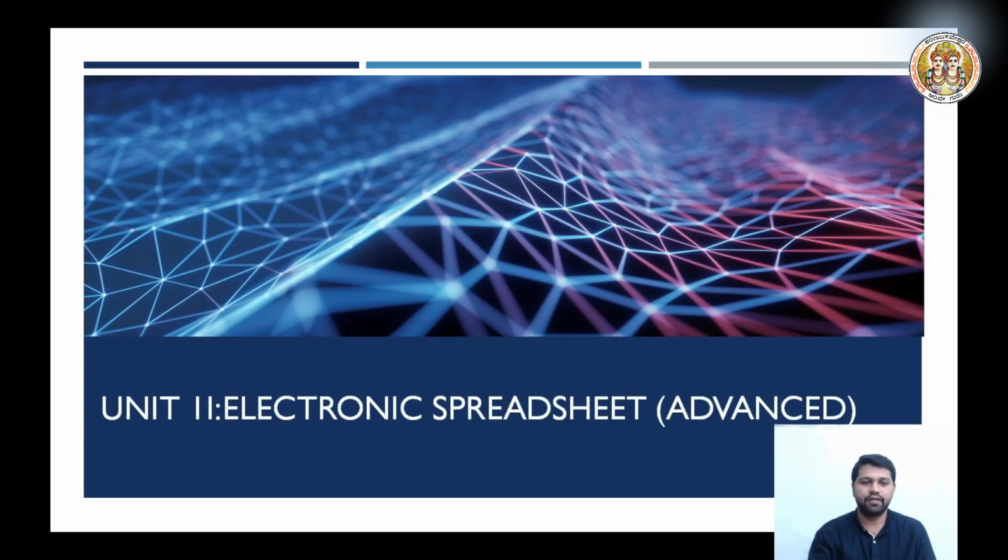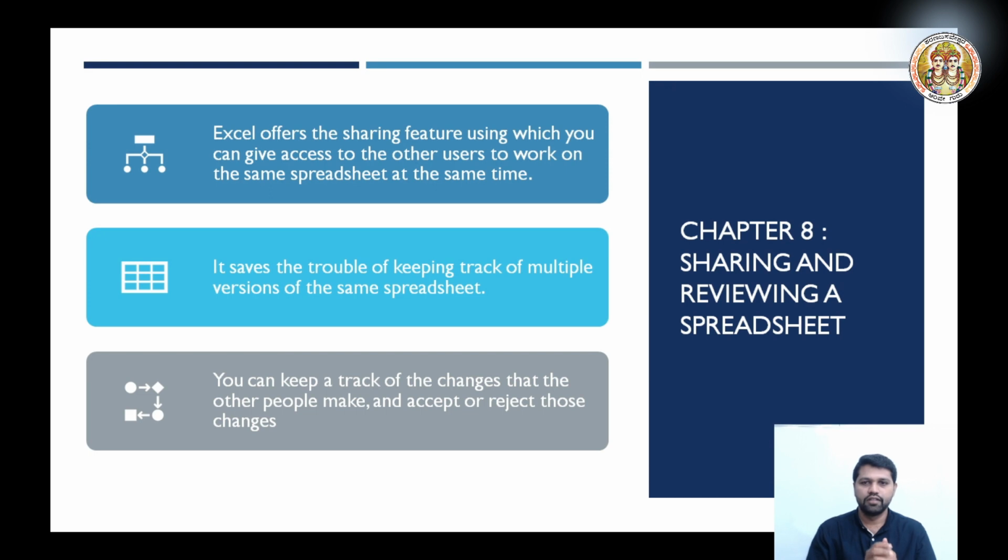Again chapter 8, sharing and reviewing a spreadsheet. In this chapter we are going to understand about sharing and reviewing a spreadsheet. Sharing means we can share the same spreadsheet or workbook over the network simultaneously. More than one user can use the same worksheet, right? Let us see those key points.